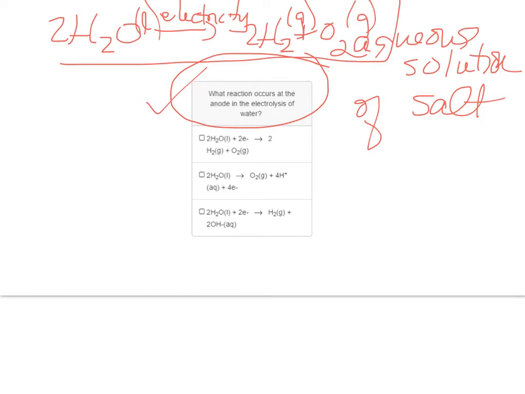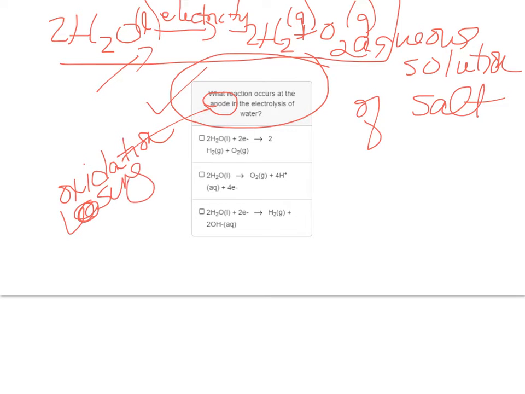This question is asking you what happens at the anode. So this electrolytic reaction for water can be broken into two half reactions, just like every electrochemical reaction can be. There's always one reaction that occurs at the anode and one at the cathode. So at the anode, we know oxidation is occurring. So something is losing electrons.